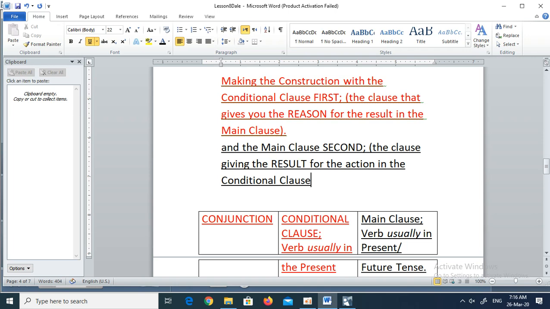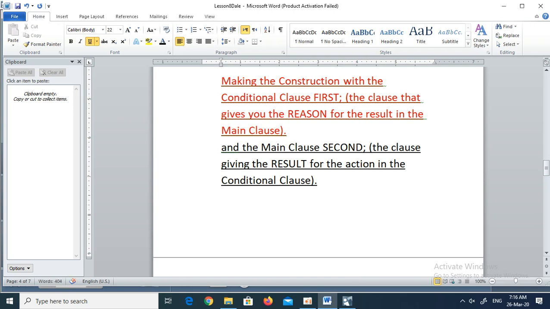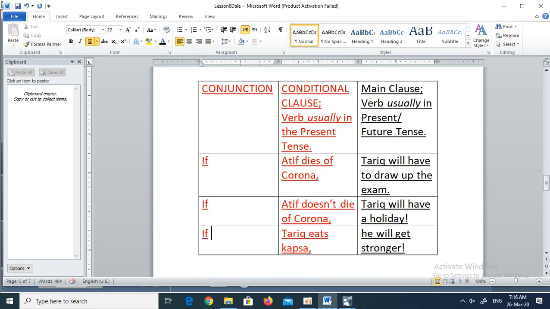So let us look at example number one. As I said, we start with a conjunction, usually if. So I have used if right throughout here. If we look at our first example, the conjunction we are starting with is that little word, if. Now we have a conditional clause.